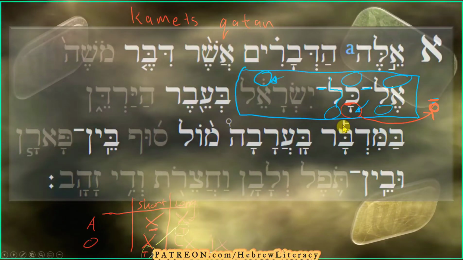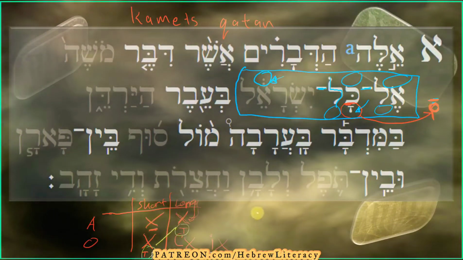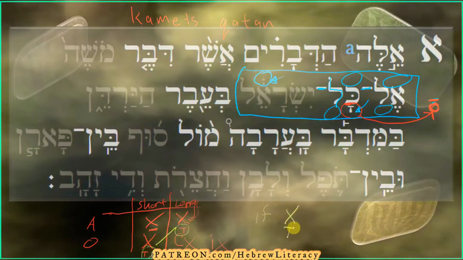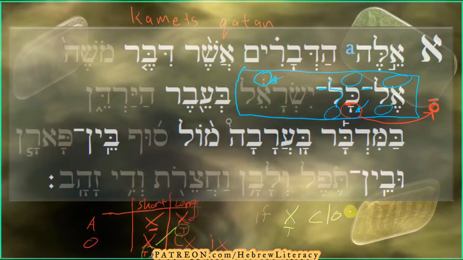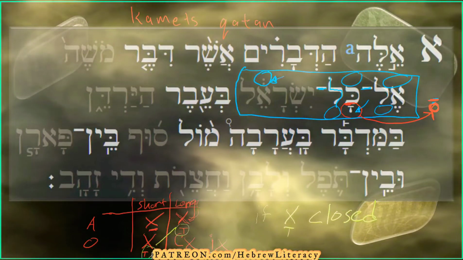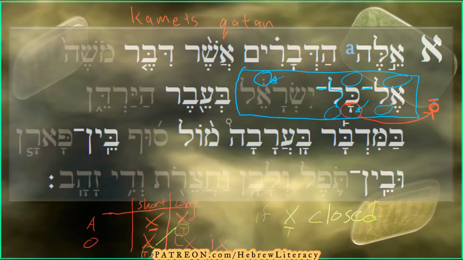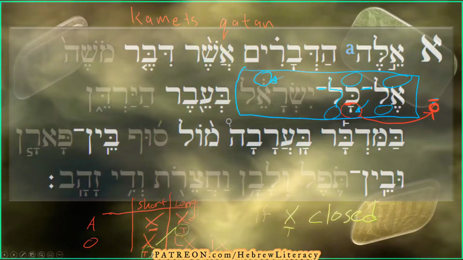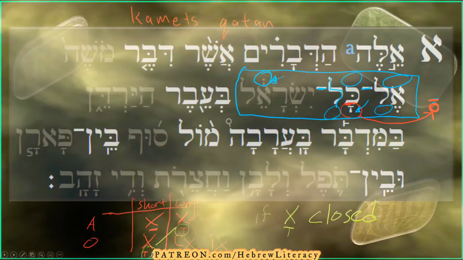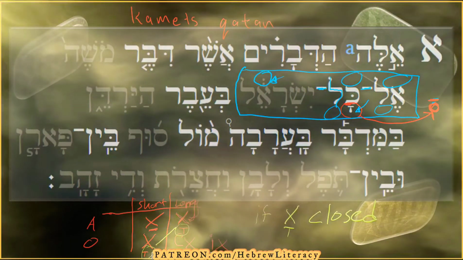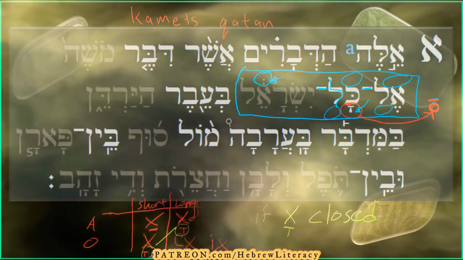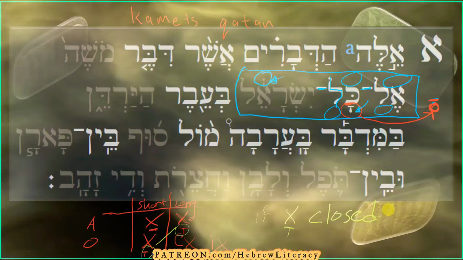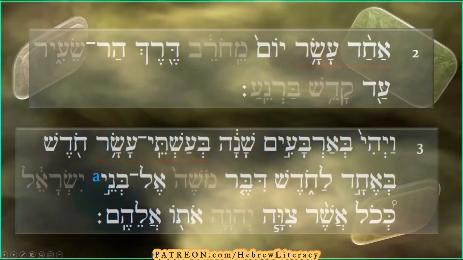The rule is if qamets is in a closed syllable, closed. What's a closed syllable? What's that mean? Anybody? Closed syllable? Ends in a letter, consonant. Yes, very good, very good. So a closed syllable ends in a consonant, right?